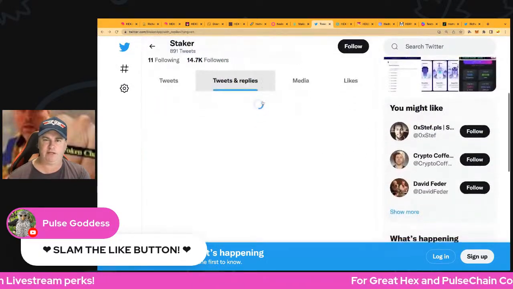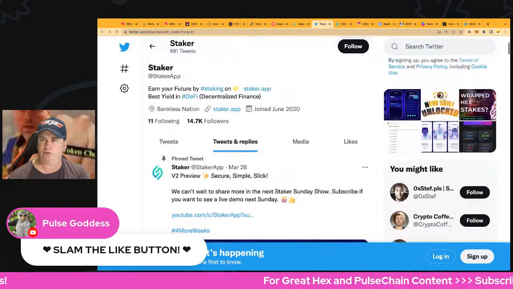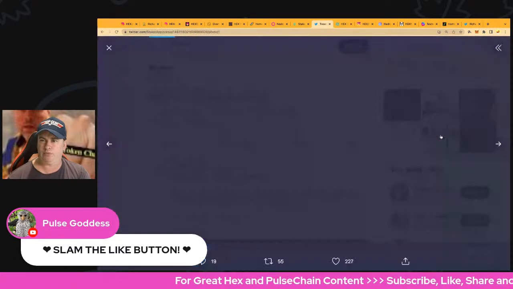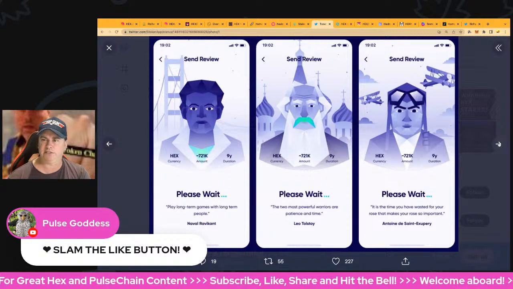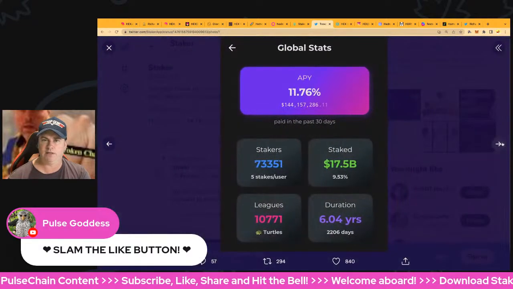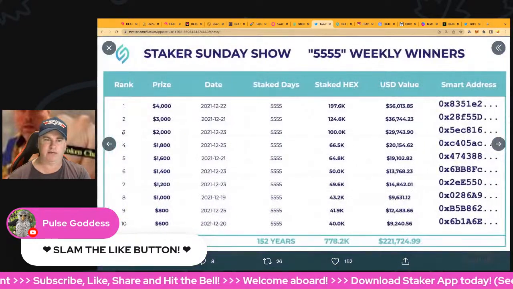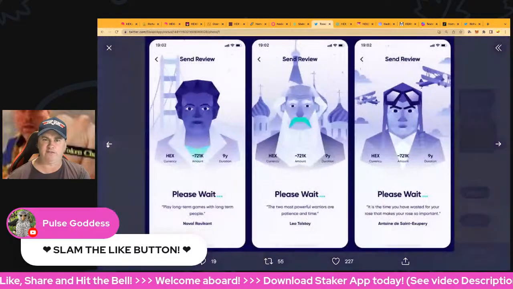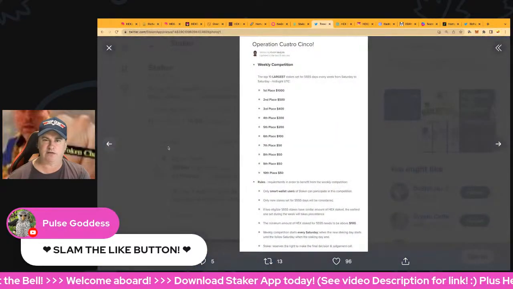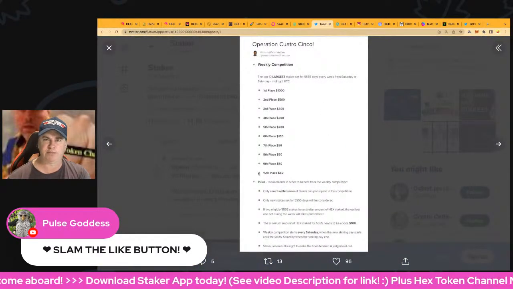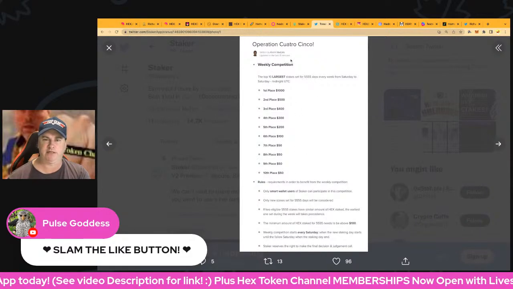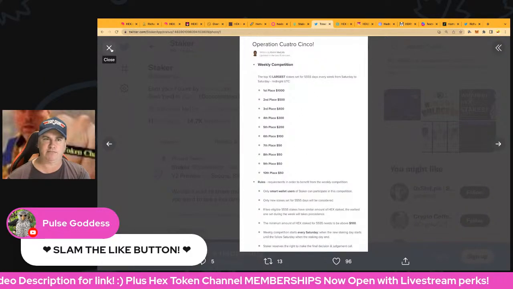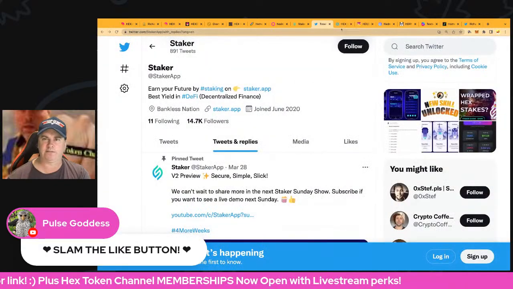I think they've got any other stuff in there. I think we've got some more pictures over here. It looks like we've got some other pictures in there as well. They have global stats as existing one there. We also have a competition, 555 stakes, as well. So some cool stuff there. People win every week if they use the smart wallet to stake, and they do a 555 5-day stake. They can compete for the prizes, about $3,000 a week, I think it is. Very nice. So that's Staker app.